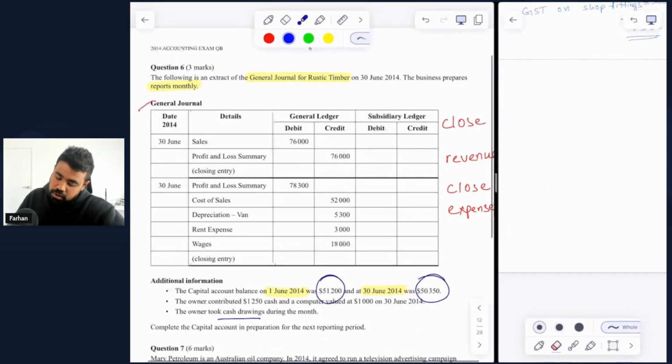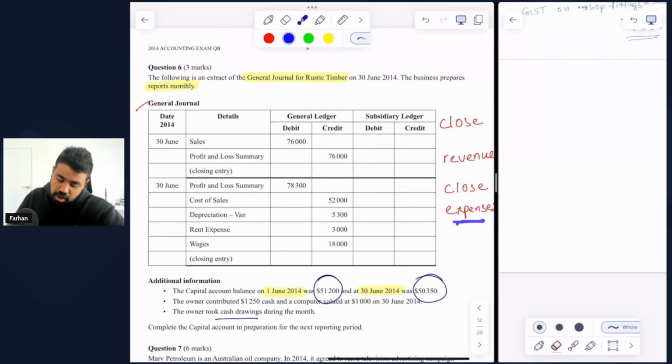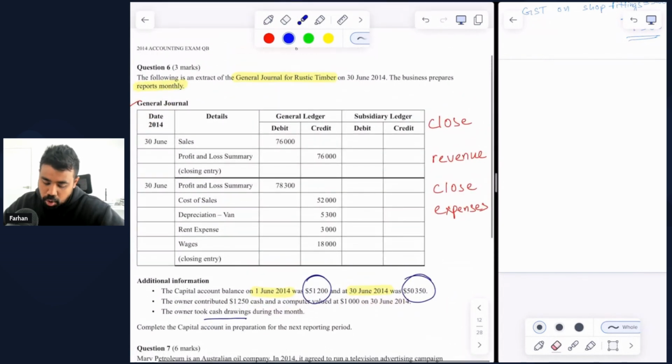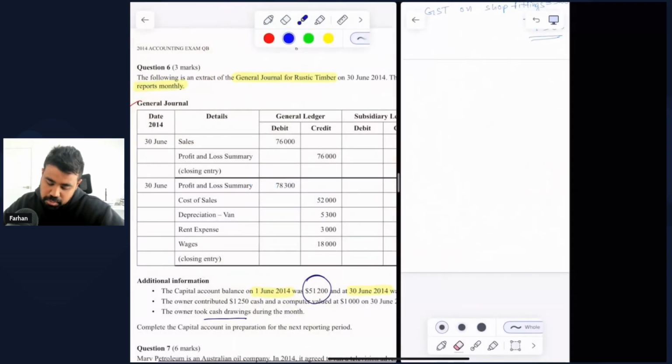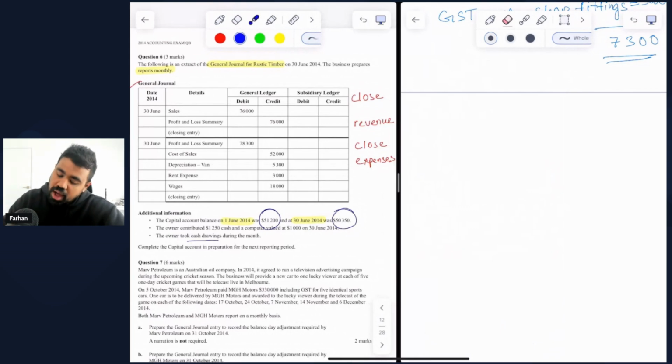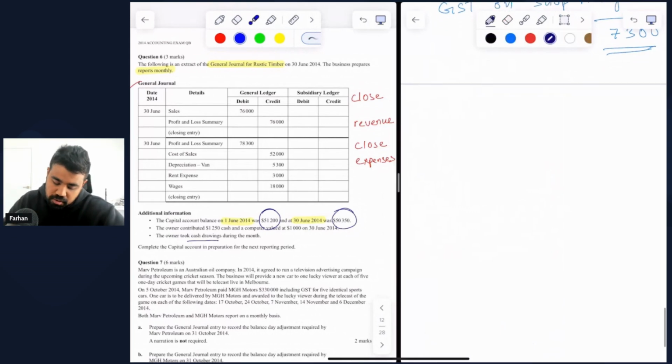And then we are also closing all the expense accounts, which is to close all the expenses, as you can see given here, against the profit and loss summary, which you can see is debited with the total of all expenses. So the first question is, how can we find the net profit for the business by using the closing of the revenue and the closing of the expense accounts?